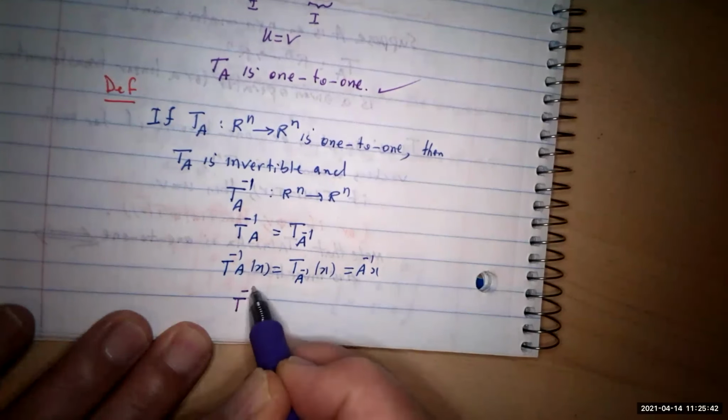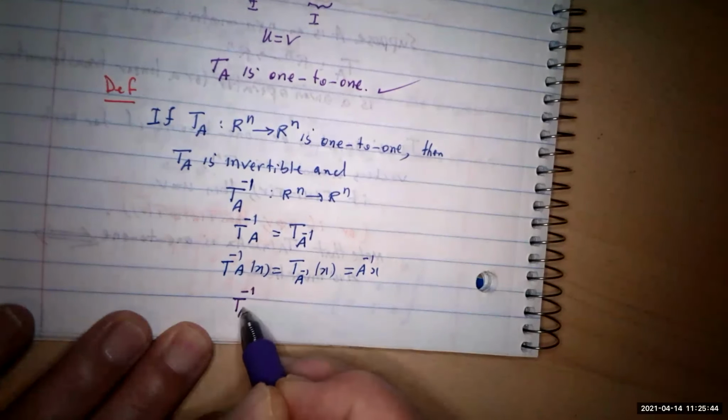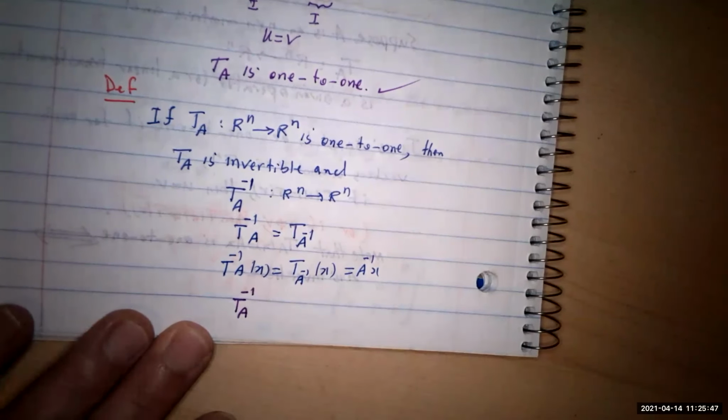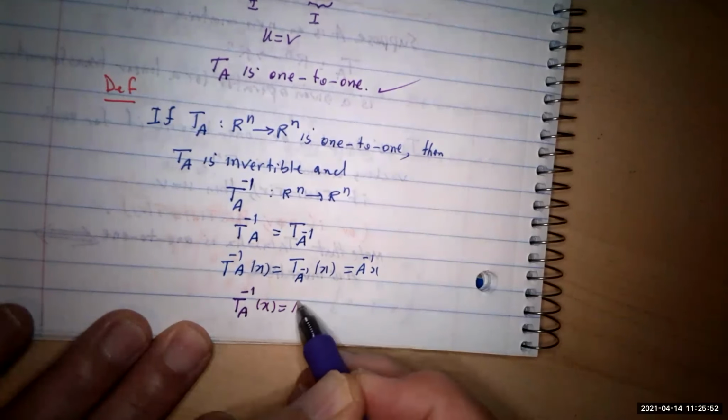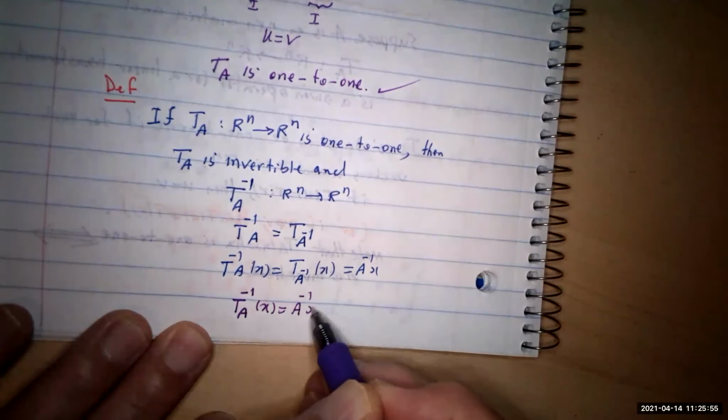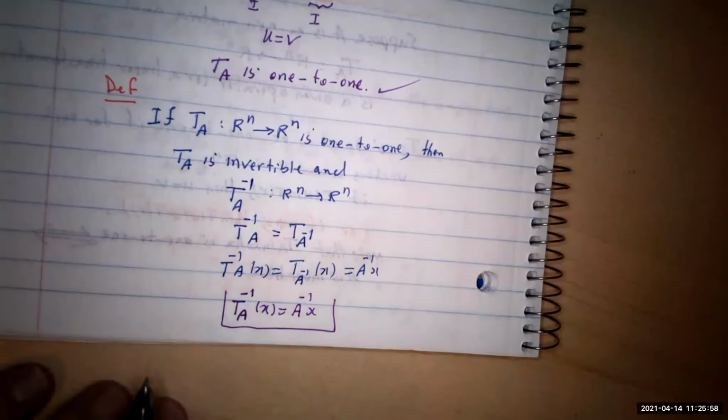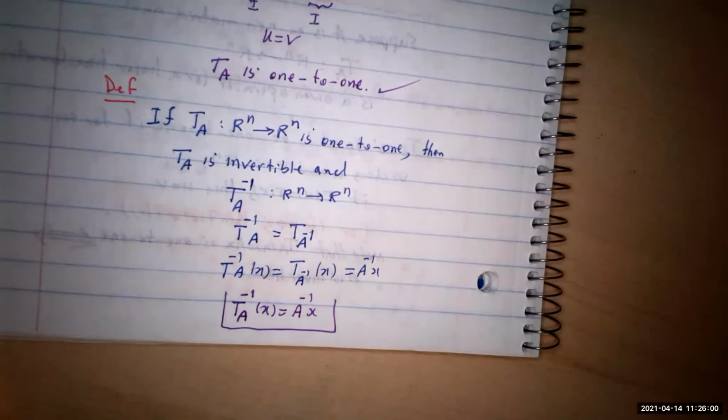If you want to find the inverse of a linear transformation at X, it's going to be just A inverse at X. So there is a one-to-one correspondence, if you like, between the inverse of a linear transformation and the inverse of a matrix A. It's not surprising because we connect everything to each other.